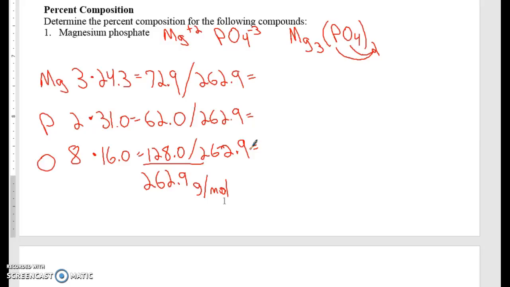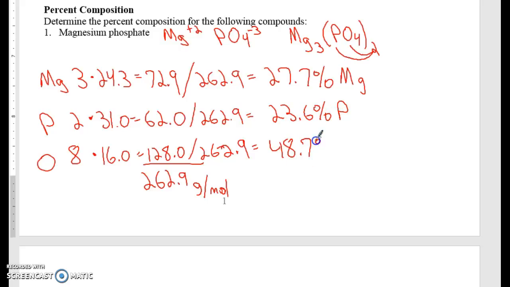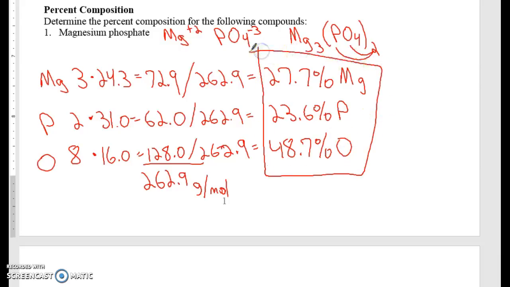For the percentages, I'm fine with you rounding off to 1 decimal point. So this is saying out of that magnesium phosphate, 27.7% is magnesium, 23.6% is phosphorus, and 48.7% is oxygen. And that is the percent composition of that compound.